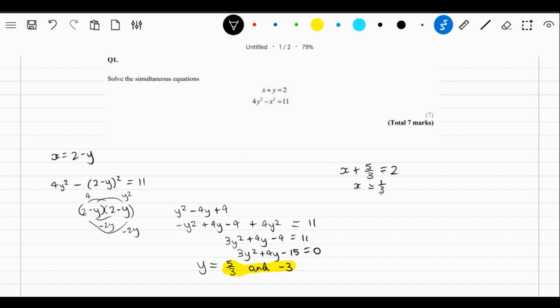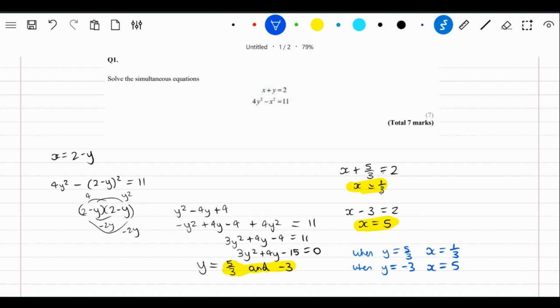And then if we do the next bit here, so we do x and then minus 3 equals 2. Now we don't need the calculator for this bit here, we just plus 3 onto that side there, which means x equals 5. So then we've got our two other answers here, but we need to link this here. So if we write this bit in blue, we'll say when y equals 5 over 3, x equals 1 over 3, when y equals minus 3, x equals 5.